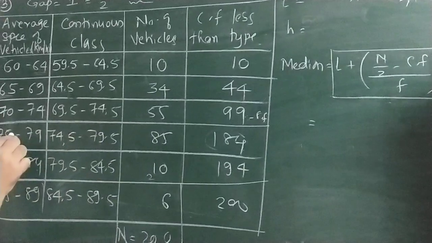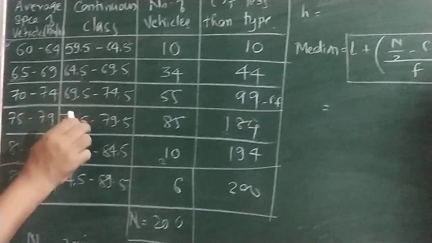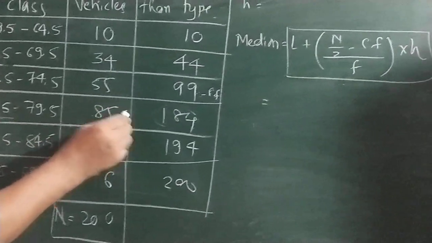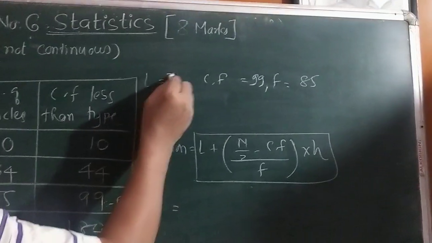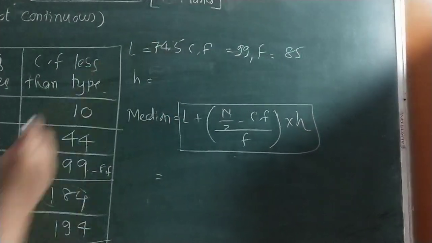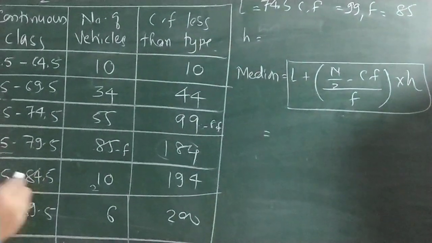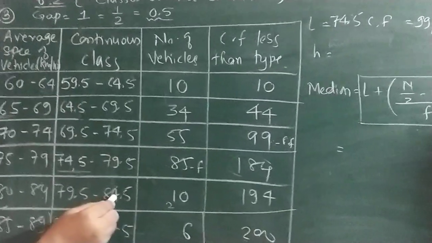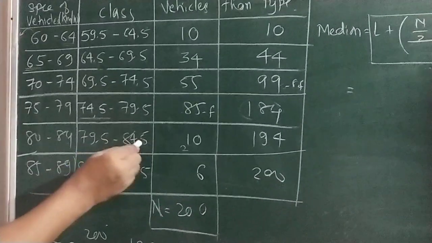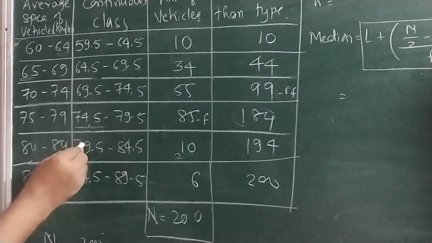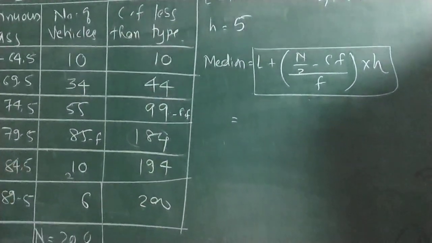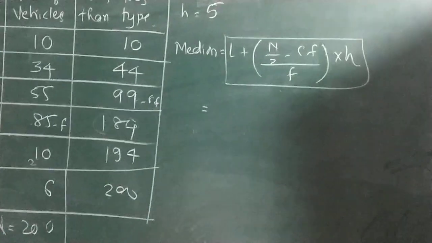Now forget about these classes, take the continuous classes. So what is the lower limit in front of f? 74.5. And h is the class interval. Now look here, it is the same everywhere. If you take any one, 84.5 minus 79.5, the 0.5 cancels. 84 minus 79 will become 5. The 0.5 cancels. Everywhere it is the same, 5.